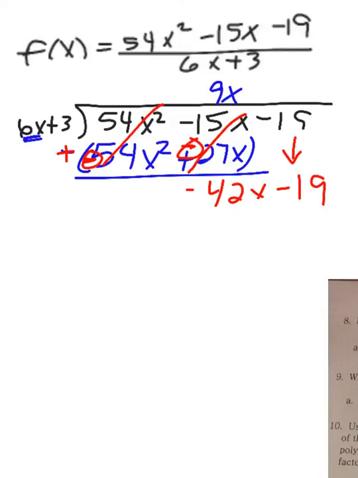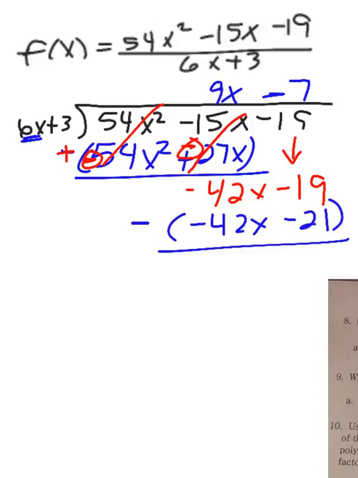And then 6x times -7 gives me negative 42x. So that's minus 7 up here. Multiply that down. We get negative 42x and minus 21. Remember, parentheses. We're putting subtraction on the outside. We're doing same, change, change. Or distribute the negative. So that becomes a plus. This becomes a plus. This becomes a plus here also. Negative 42x plus 42x is 0. Negative 19.